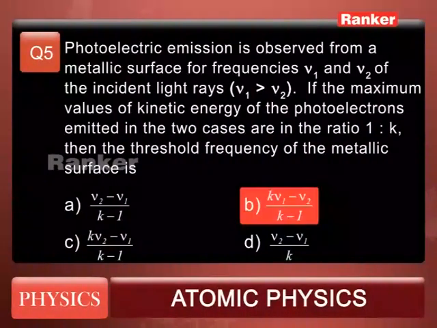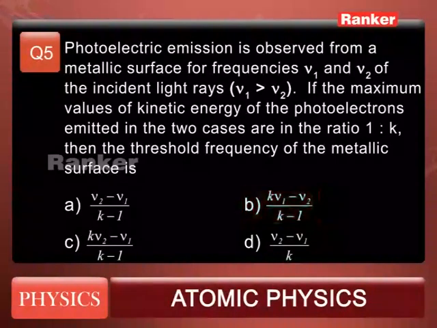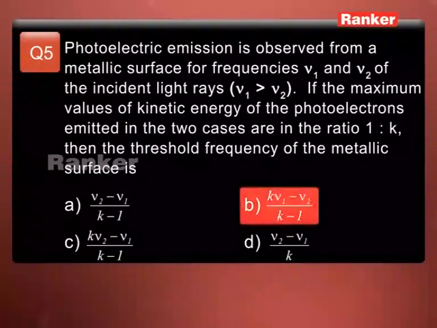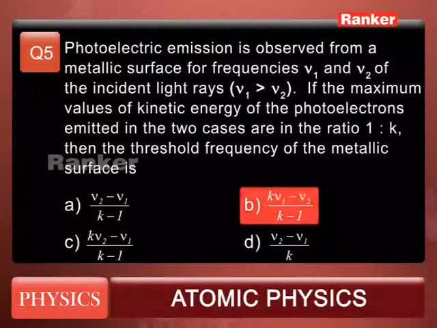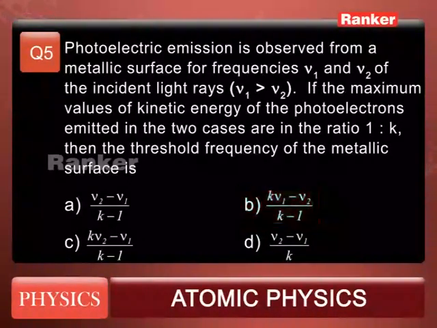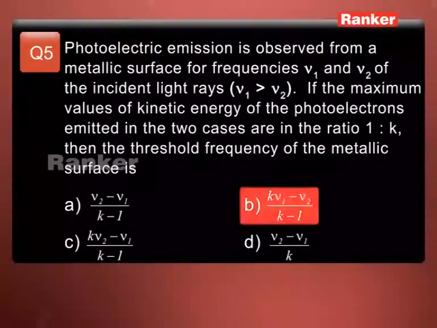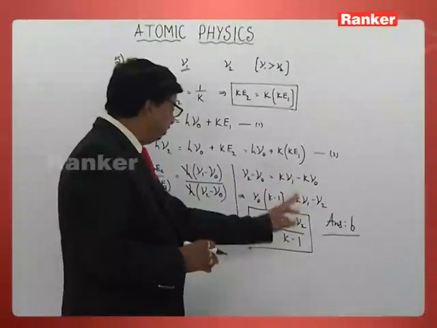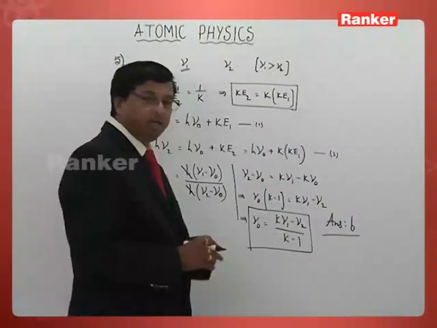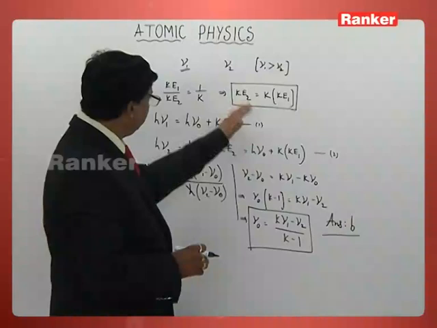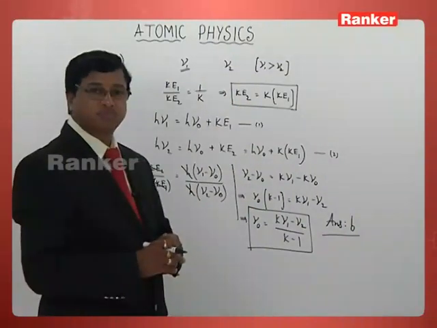So what is the second option? Kν1 − ν2 divided by K − 1. That only we have got here. So we can outrightly say that the correct option for this one is going to be the second option, which of course is Kν1 − ν2 divided by K − 1. That is actually the concept.